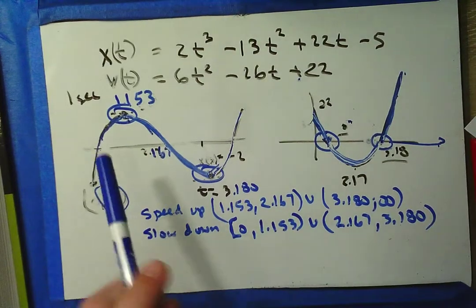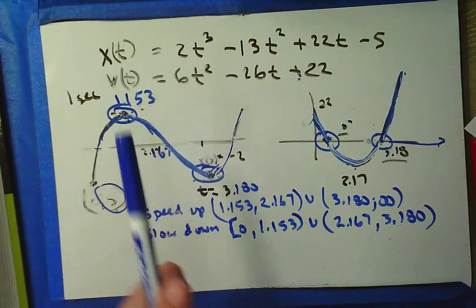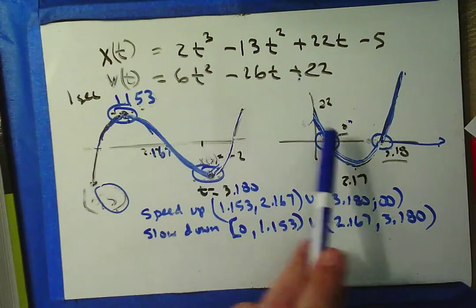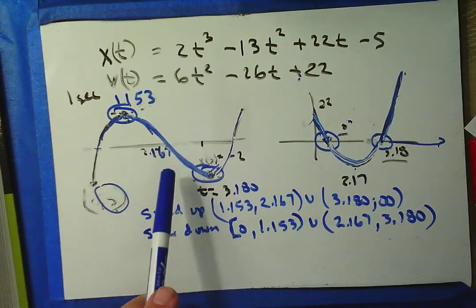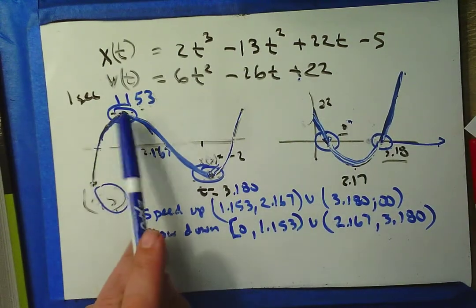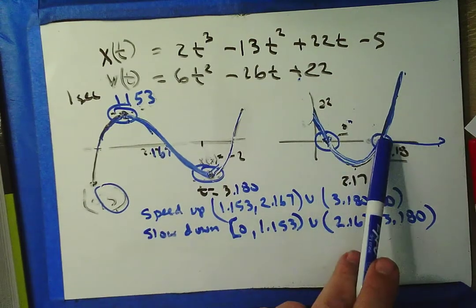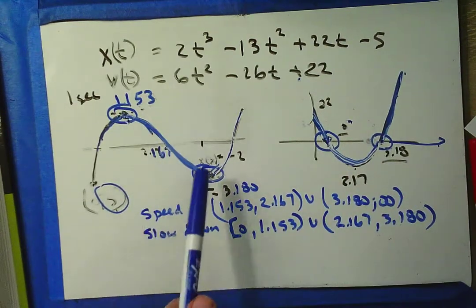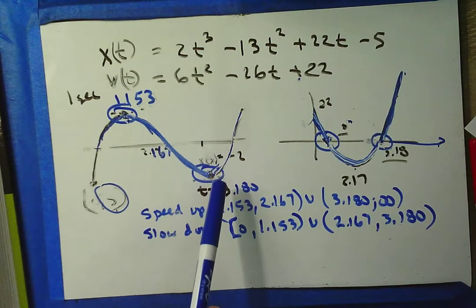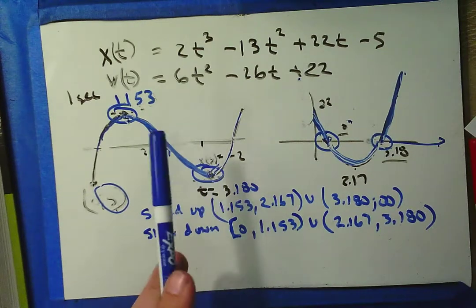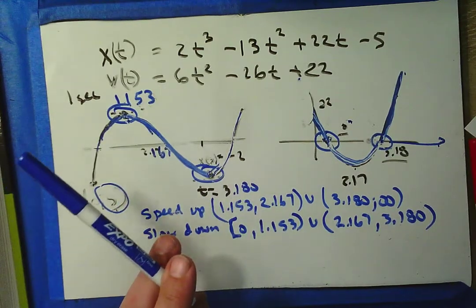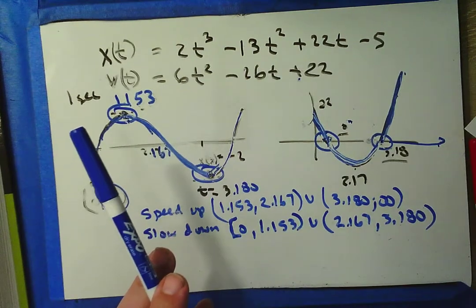So the particle changes direction at 1.153 and 3.180, and I can see that on either of these graphs. When is the particle at rest? When the slopes are 0, when velocity is 0. So at 1.153 and 3.180. Describe the velocity and speed of the particle. I've done that already. When is the particle at the point 5,2?